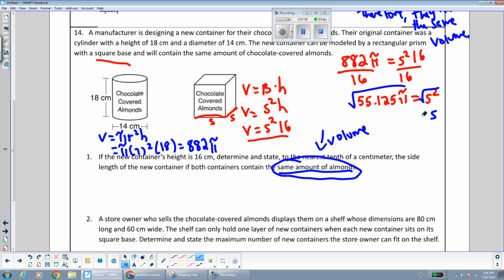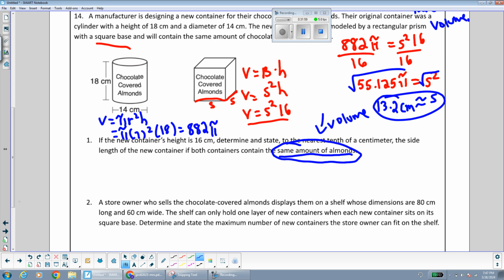And I am going to type pi into my calculator now. And I'm rounding to the nearest tenth. So I'm doing the radical of 55.125 pi. And I got approximately 13.2 centimeters for the length of the side. Okay.